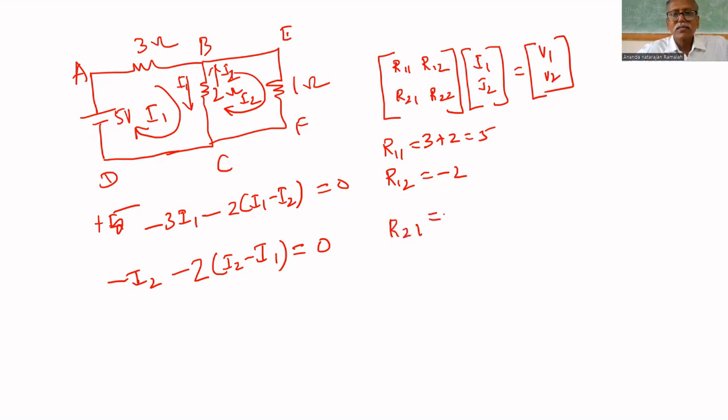Then R21. R21 equal to what? Common to the second loop and the first loop. The same element, you will get minus 2. Why? The 2 ohm is common to the second loop and the first loop. What is R22?